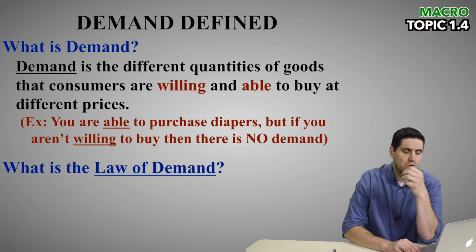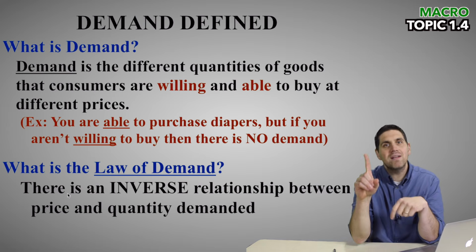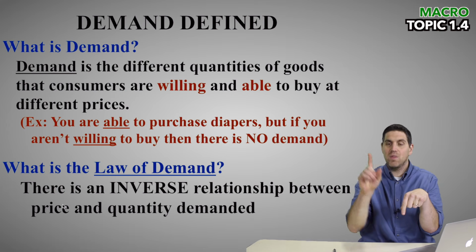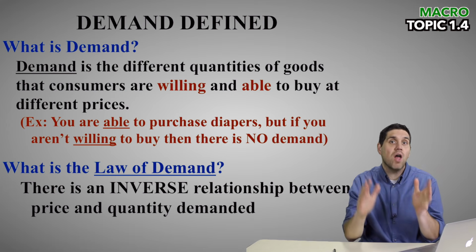Now, there's something called the law of demand. The law of demand shows you that there's an inverse relationship between price and quantity demanded. When the price goes up for stuff, people buy less of that stuff. And the price goes down, people buy more. It's pretty standard. Everyone knows it. That's the concept. Again, it's called the law of demand.